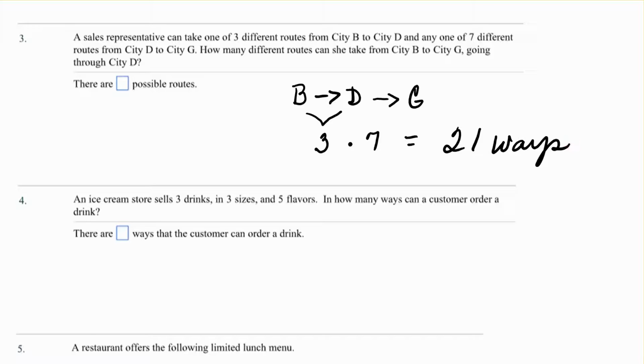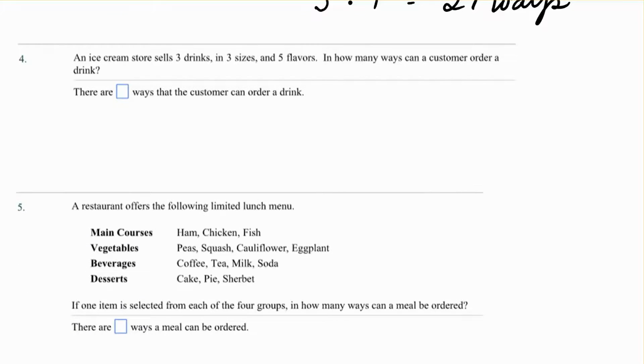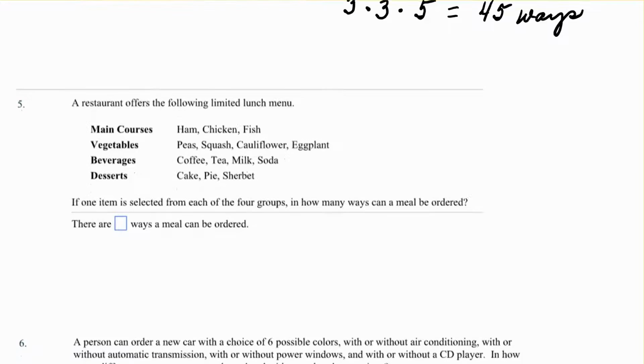Number 4. An ice cream store sells 3 drinks in 3 sizes and 5 flavors. How many different ways can a customer order a drink? Well, 3 drinks, 3 sizes, 5 flavors. All I have to do is multiply those. There are 45 ways. All right, number 5. I'm just using the fundamental counting principle each time.